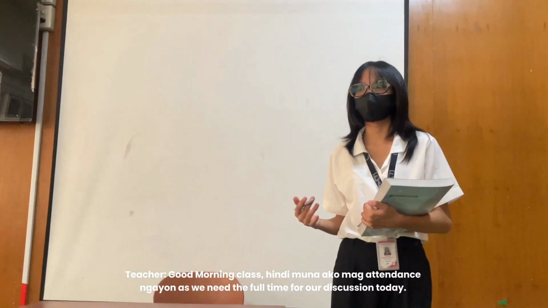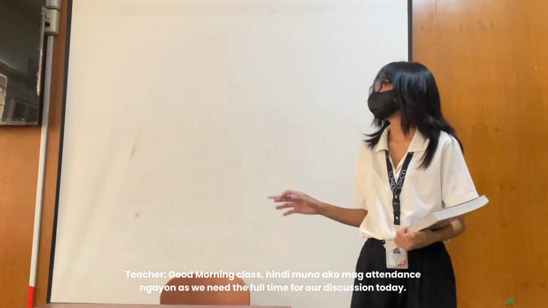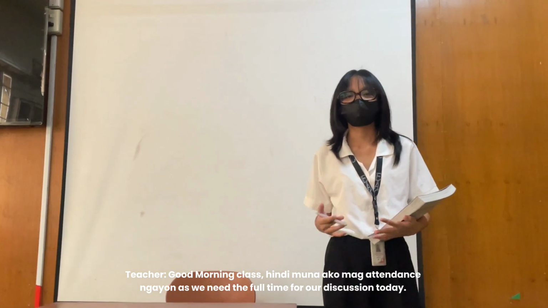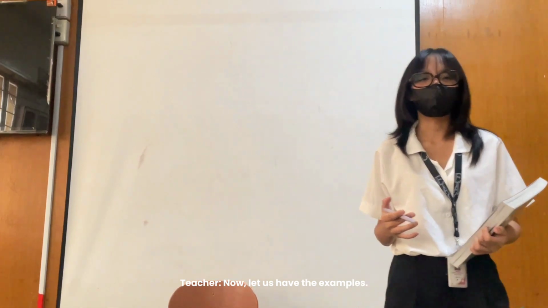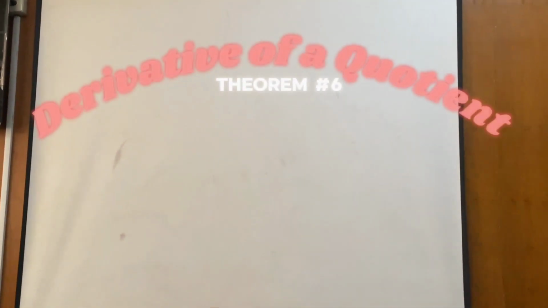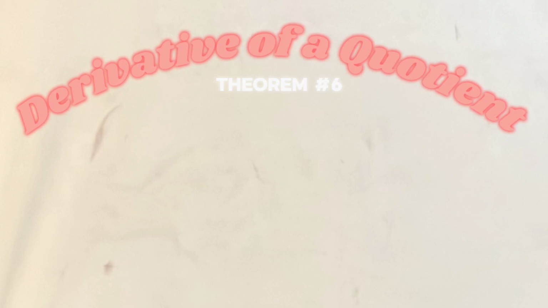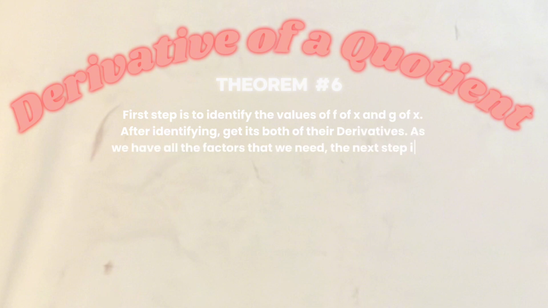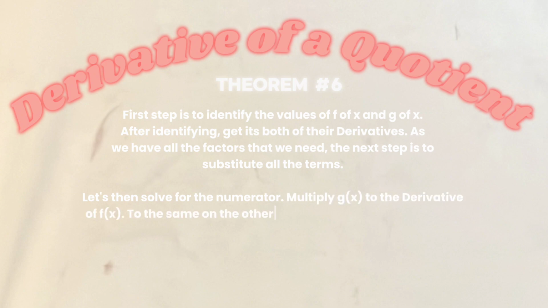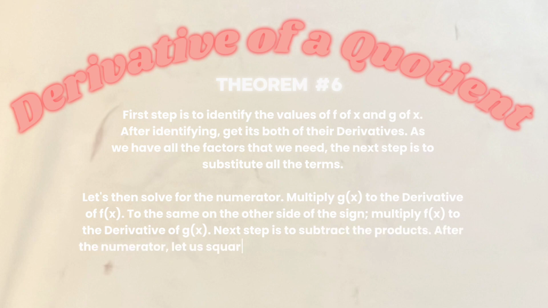Good morning, class. Hindi muna ako mag-a-attendance ngayon as we need the full time for our discussion today. Our topic is all about derivatives of a quotient. Now, let us have the examples. There are a few steps into deriving a quotient function. First step is to identify the values of f of x and g of x. After identifying, get both of their derivatives. As we have all the factors that we need, the next step is to substitute all the terms. Let's then solve for the numerator.